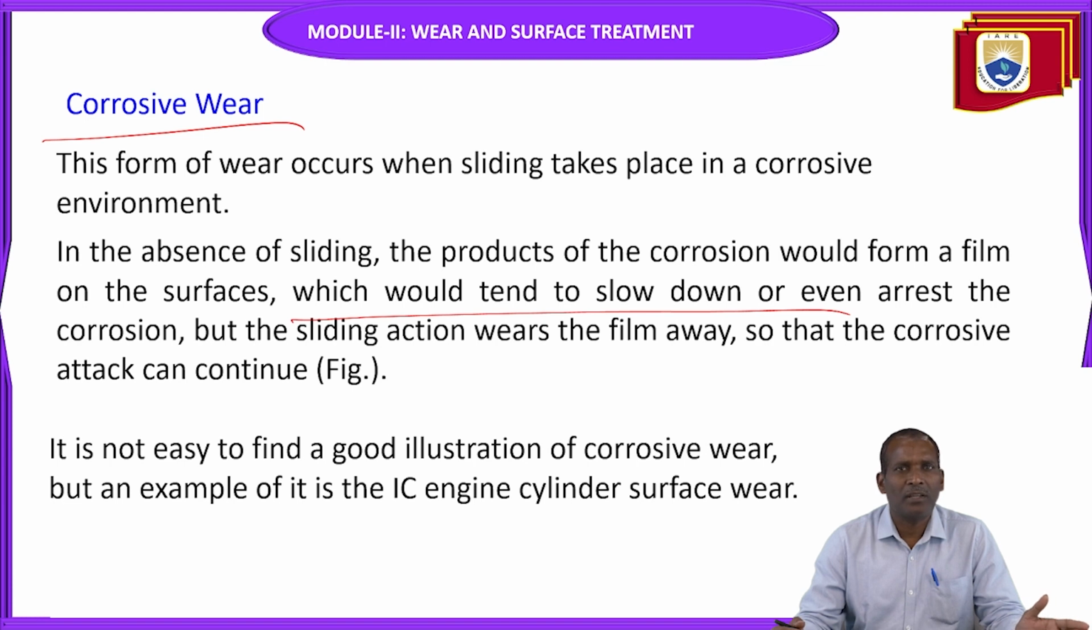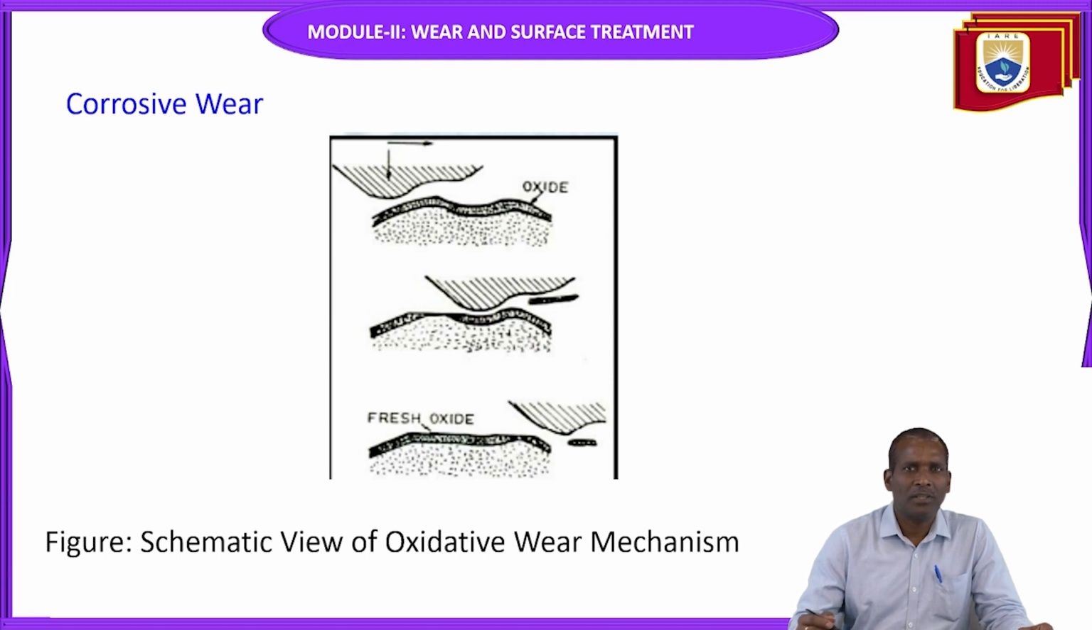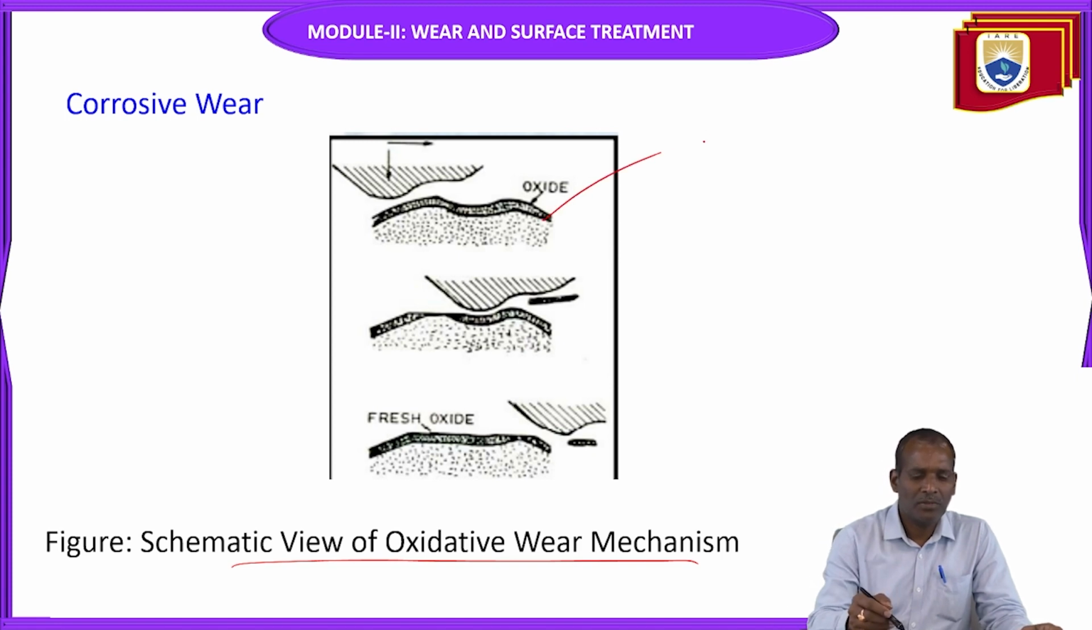It is not easy to find a good illustration of corrosive wear, but an example of it is the IC engine, internal combustion engine cylinder surface wear. Inside the cylinder, the piston moves from top dead center to bottom dead center. The sliding action wears the film away. If proper lubricants are not used, corrosion attack can continue. This is the corrosive wear. This is the schematic view of the oxidative wear mechanism: oxide zone and fresh oxide.